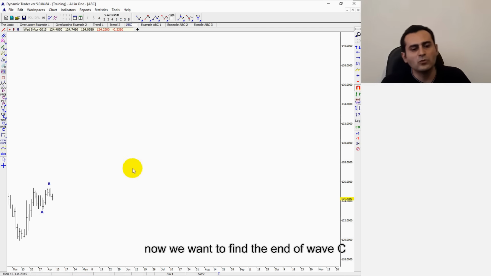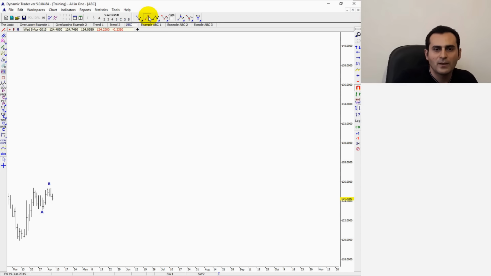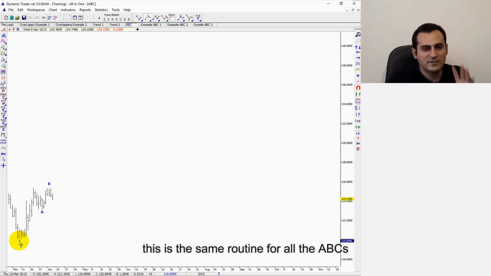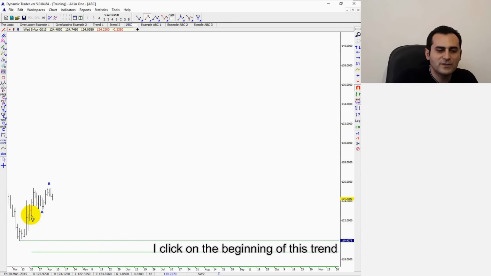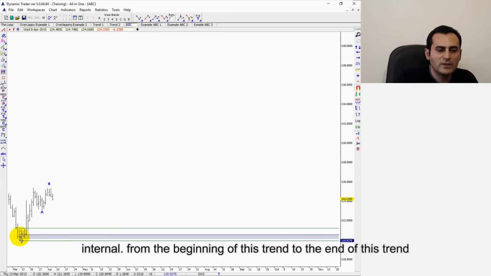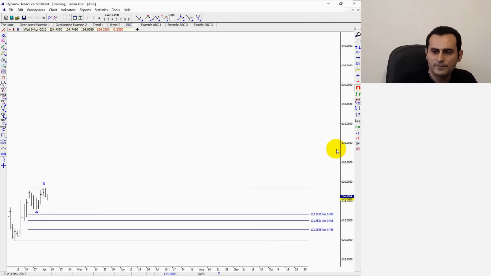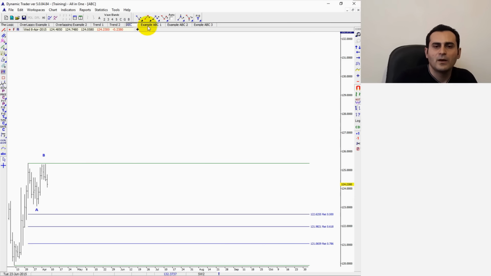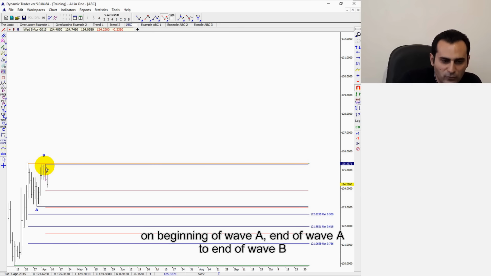Now we want to find the end of wave C. Okay, the end of this correction to get the next trend. I click on, this is the same ritual, same routine for all the ABCs. I click on the beginning of this trend, internal, beginning of this trend to end of this trend. Okay. I click on APP, on beginning of the wave A, end of wave A to end of wave B.